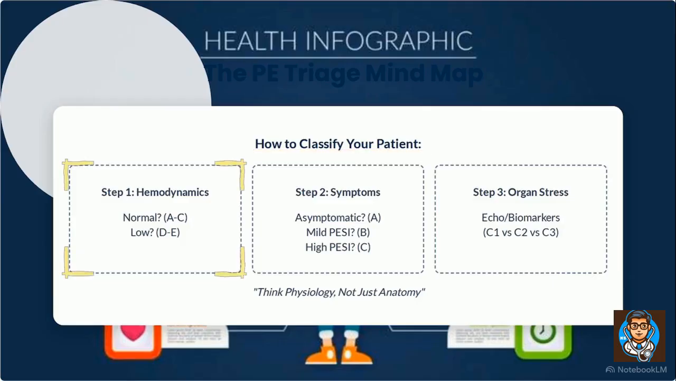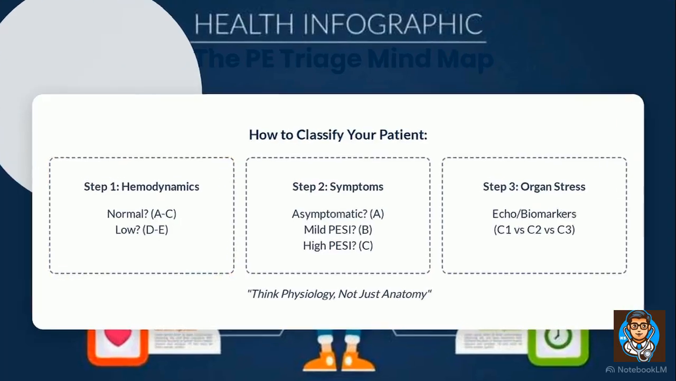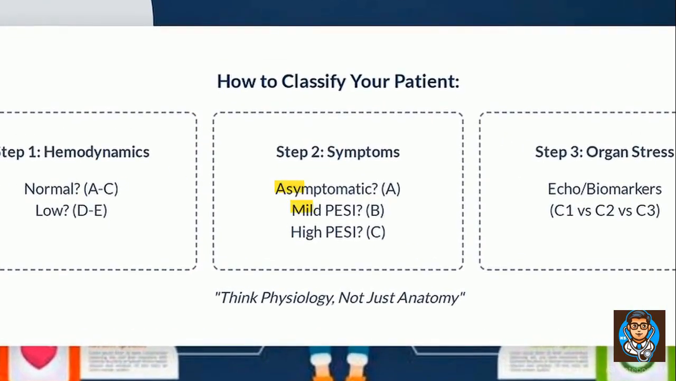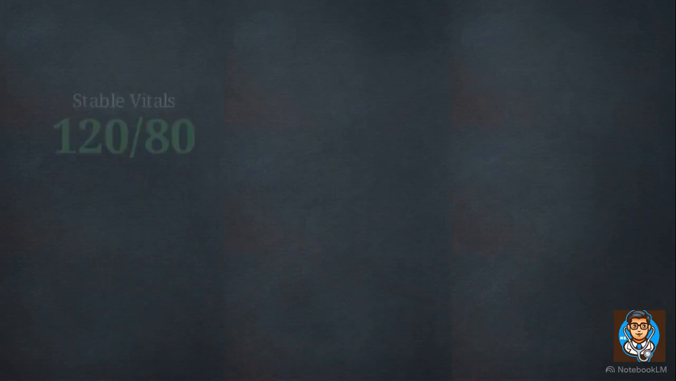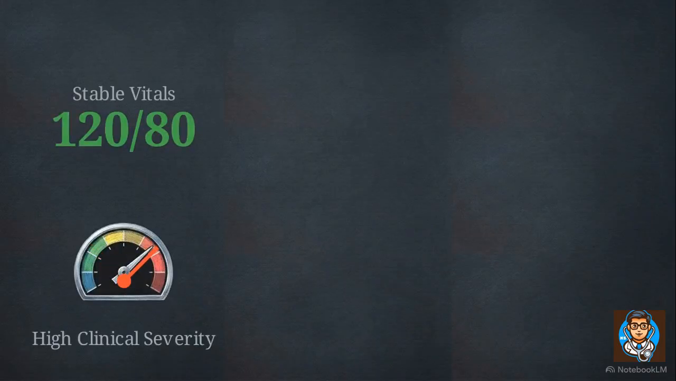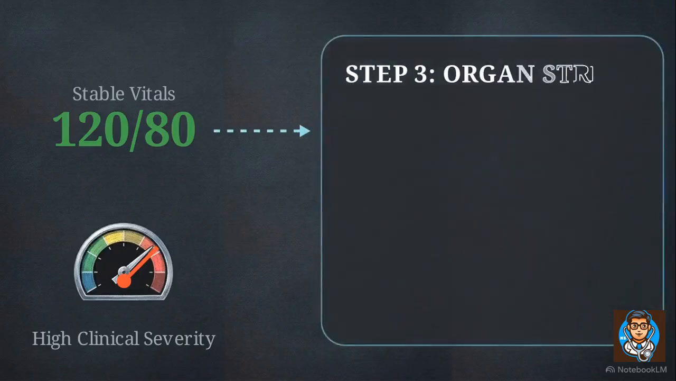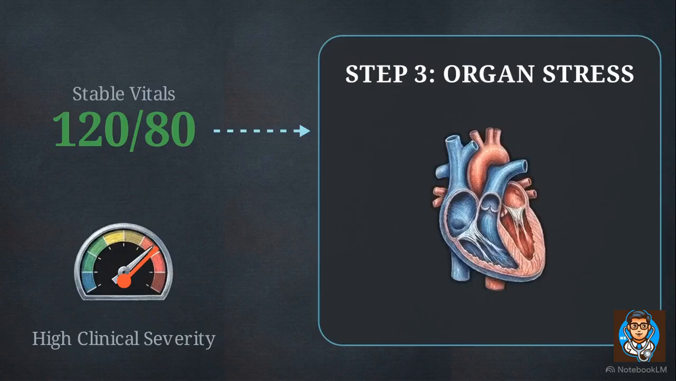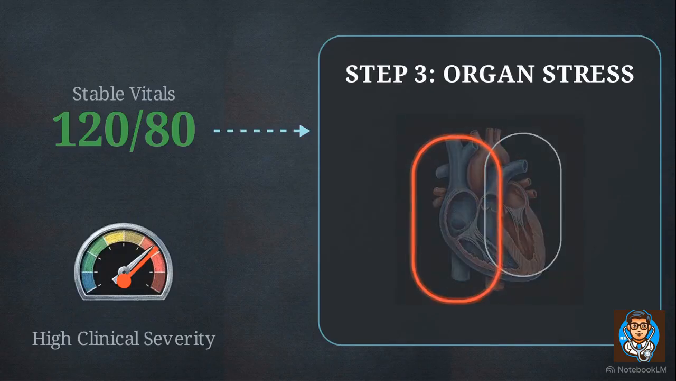Step 1 is hemodynamics, dividing patients into normal vitals versus shock. Step 2 screens symptoms. Stable asymptomatic patients land in categories A or B, typically discharged on oral anticoagulants. However, if a patient with stable vitals presents with high severity scores, you must look deeper. A normal blood pressure simply pushes the patient to step 3 to look for organ stress. Step 3 focuses on organ stress, where the right ventricle is our primary target for investigation.